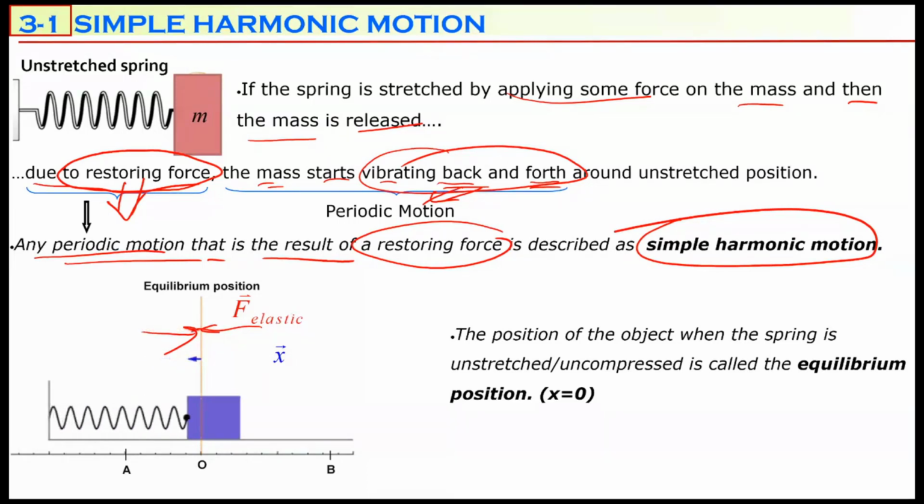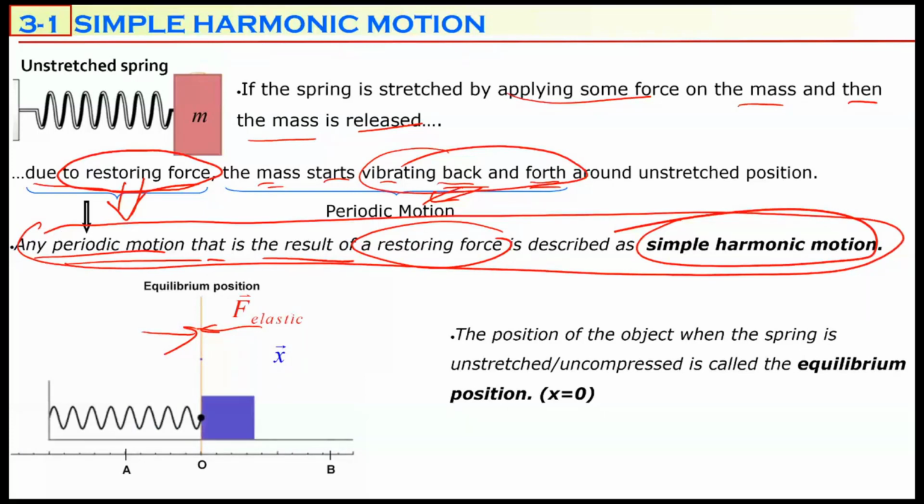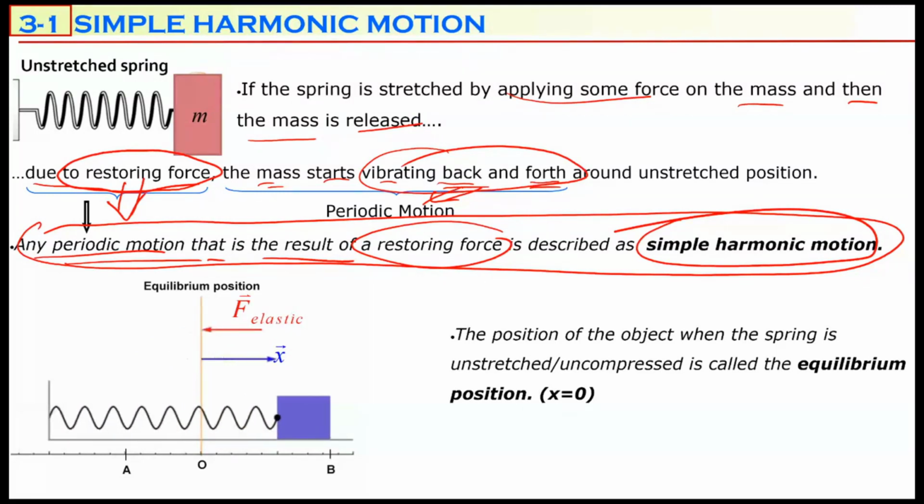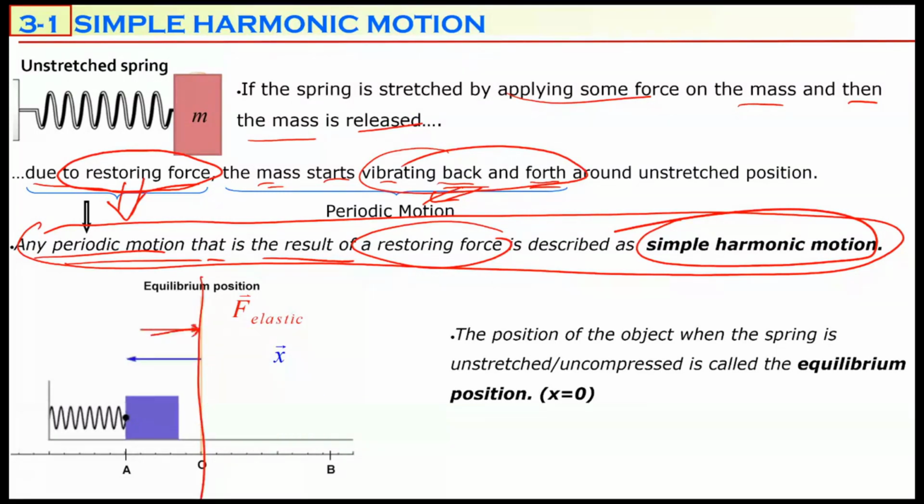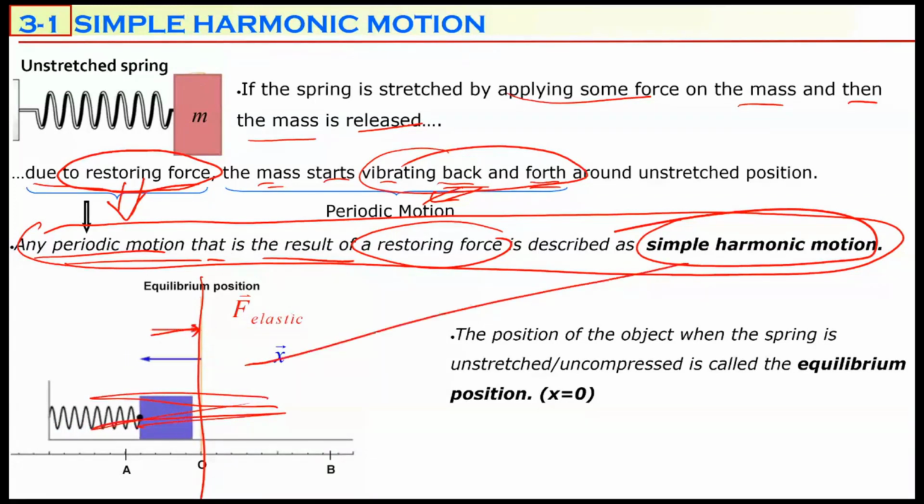This is the definition of simple harmonic motion, and I think this is a very important definition to differentiate between periodic motion and simple harmonic motion. In every periodic motion, we don't have a restoring force. For example, Earth is revolving around the sun. It's periodic motion, but it's not simple harmonic because there is no restoring force. But in the mass spring system here, there is always a force acting on this mass, always pulling this mass back to the unstretched position. There is a restoring force. That's why the vibration of this mass spring system is simple harmonic motion.